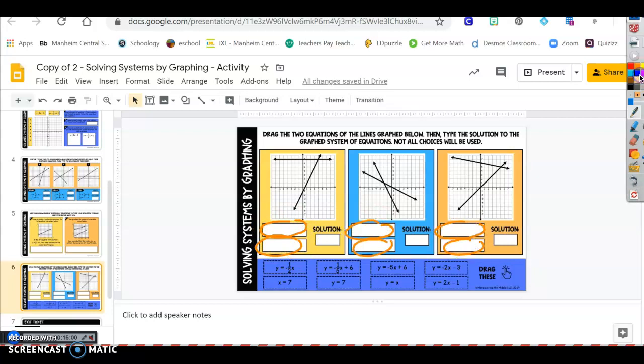Then the other boxes, where it says solution, that's where you're going to type the point where the lines are crossing. And again, that point needs to be named as X, Y. I hope that'll help you to get started on your video today.